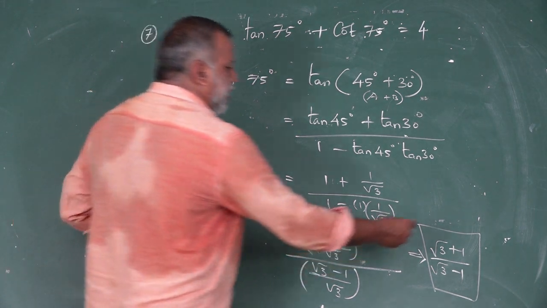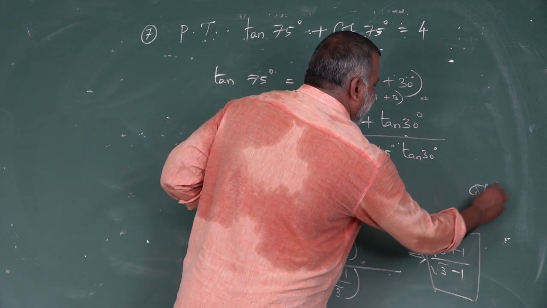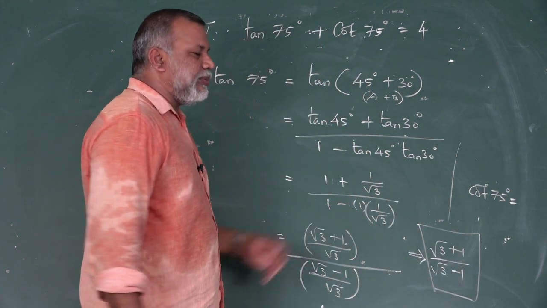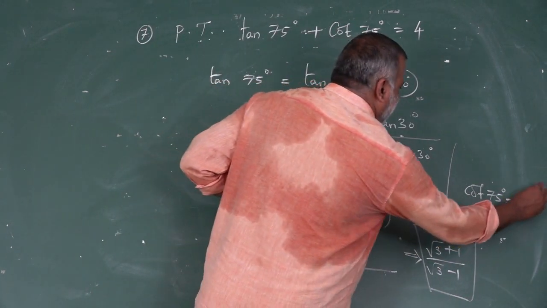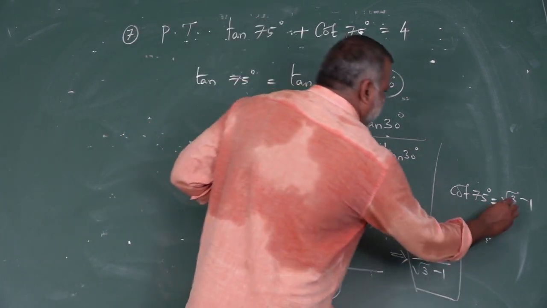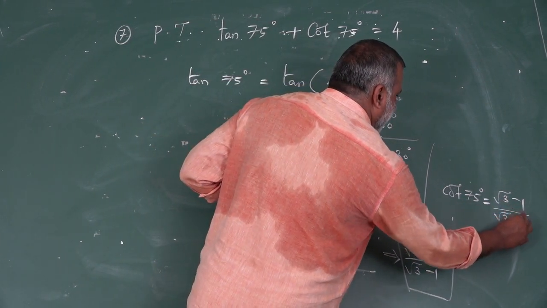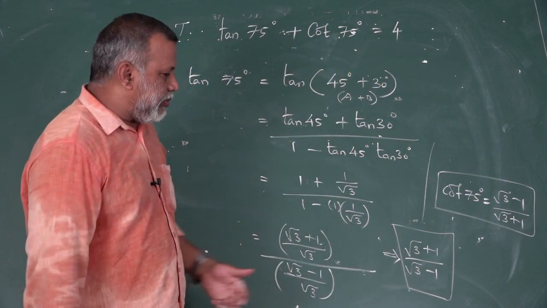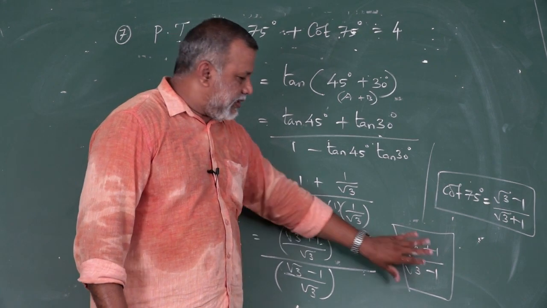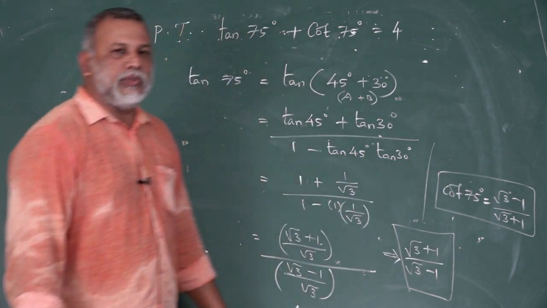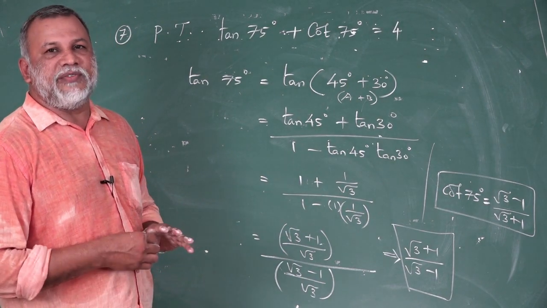In the same way, directly we can get cot 75. Take the reciprocal of this value. Therefore, if you are taking reciprocal, it will become root 3 minus 1 divided by root 3 plus 1. Directly I am taking the reciprocal. Here tan 75, just take the reciprocal. Root 3 minus 1 divided by root 3 plus 1. That is the cot 75.